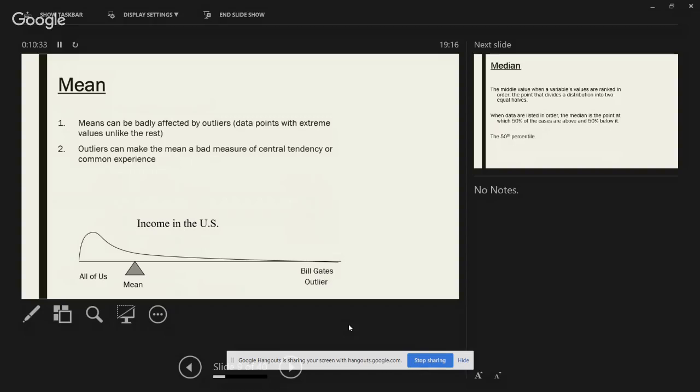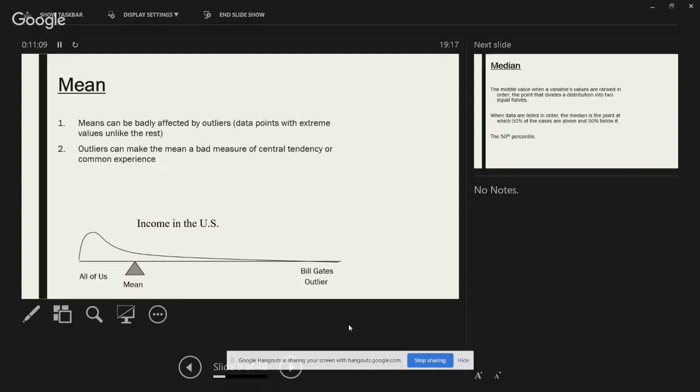Then there's this term called outliers, and a lot of students in our cohort reached out to me asking about outliers, what exactly it is, and they were not really clear on this concept. So I wanted to explain what exactly an outlier is. Looking at this particular example, first of all, it says that means can be badly affected by outliers, and that is very true. You will understand that once I explain what an outlier is.